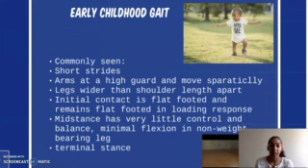As seen in the video, the child has short strides, arms are at a high guard and move sporadically, legs wider than shoulder length apart. Initial contact is flat-footed and remains flat-footed in loading response. Mid-stance has very little control and balance, and minimal flexion in the non-weight bearing leg.